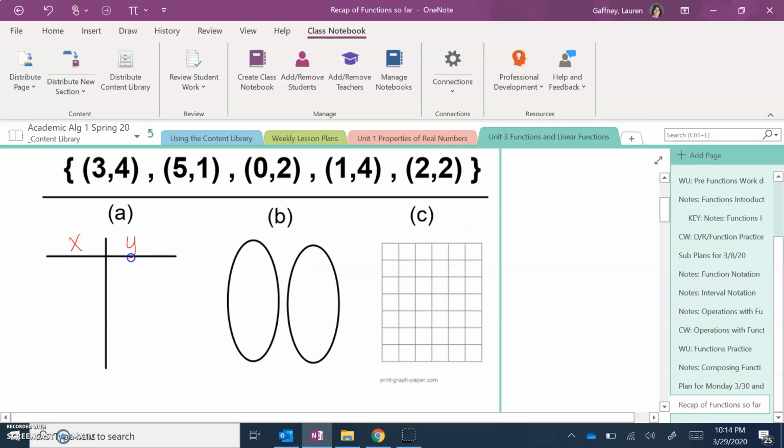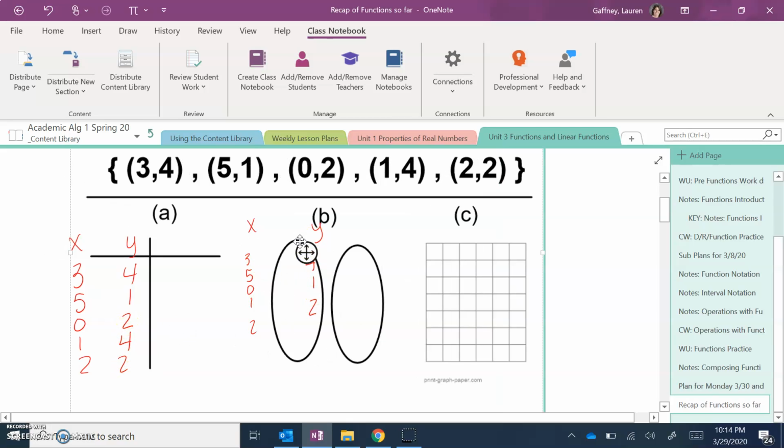So this would be the X, this would be the Y: 3, 4, 5, 1, 0, 2, 1, 4, and 2, 2. If we were to do a similar thing here with the mapping diagram, we would put in 3, 5, 0, 1, 2, 4, 1, 2. Now, I don't need to repeat the 4 and 2 because I already have them.